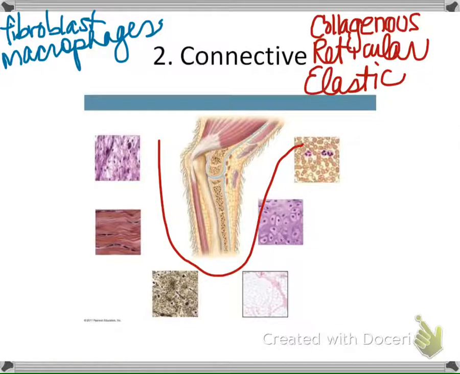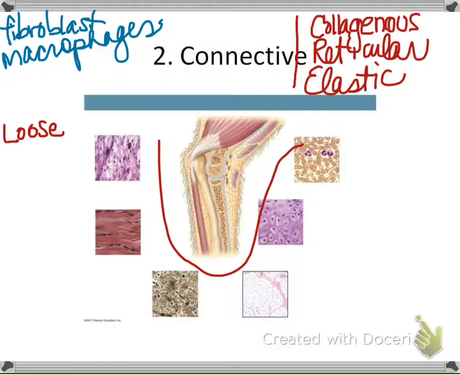You have loose connective tissue. It is the most widespread connective tissue in vertebrates. It binds epithelium to underlying tissues and holds organs in place. It's made up of a loose weave of fibers. It includes all three types I listed here, and it's found in the skin and throughout the body.